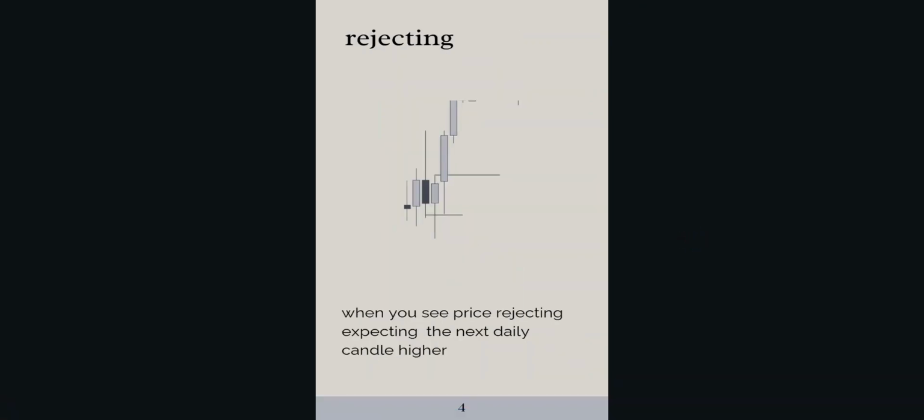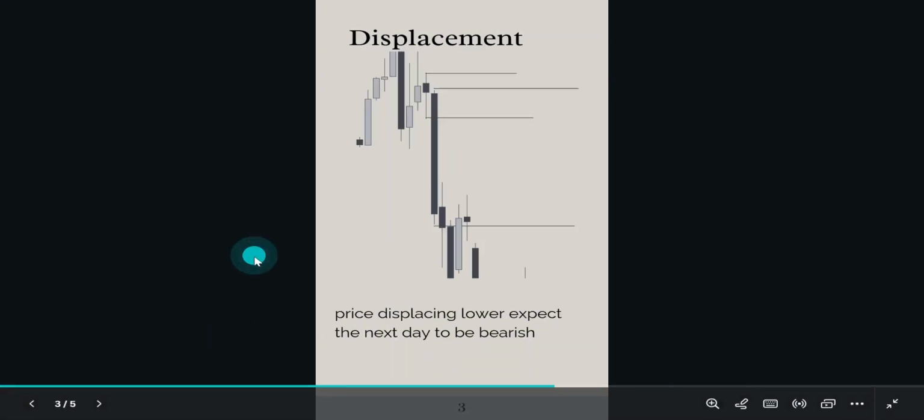Next, when you see price rejecting that low, what do you expect? Price to go for the next daily high. That's our draw on liquidity. It's as simple as that. We'll be going through some more chart examples, but as you can see, that's all.